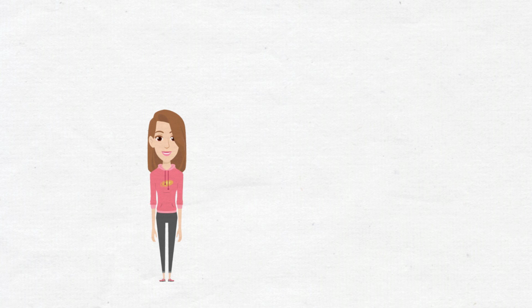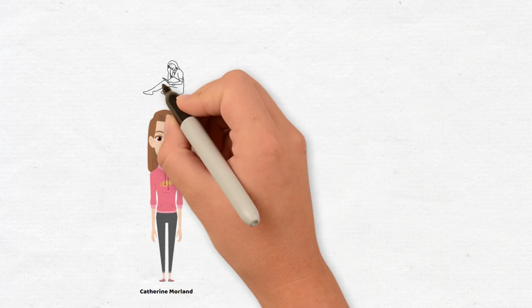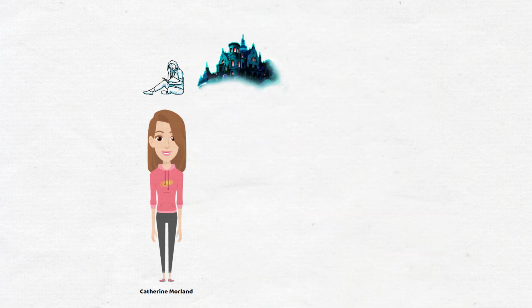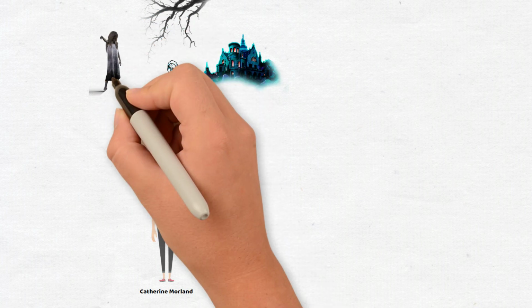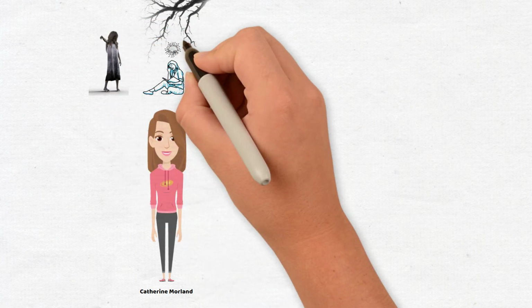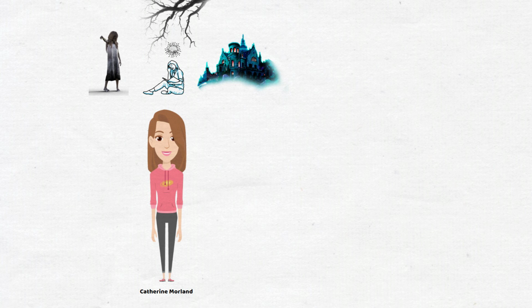Beginning with the main character of this novel, Catherine Morland. She is a young beautiful girl and she used to read a lot of horror and gothic novels. Her real life views are actually distorted by her imagination and all those horror and gothic novels she has ever read.